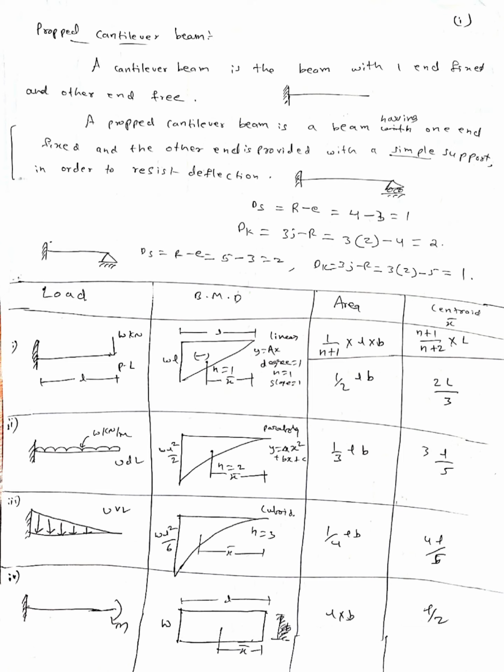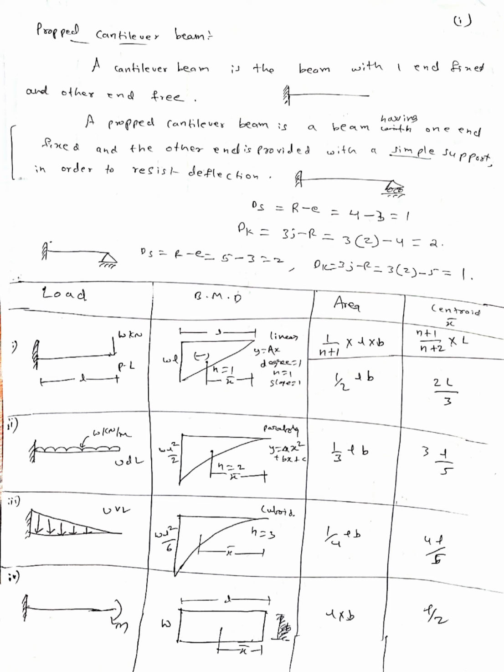In this session, we'll discuss the propped cantilever beam. What is the difference between a cantilever beam and a propped cantilever beam? A cantilever beam is a beam with one end fixed and the other end free. A propped cantilever beam is a beam with one end fixed and the other end provided with a simple support in order to resist the deflection. The simple support may be a roller support, a hinged support, or a pin support.